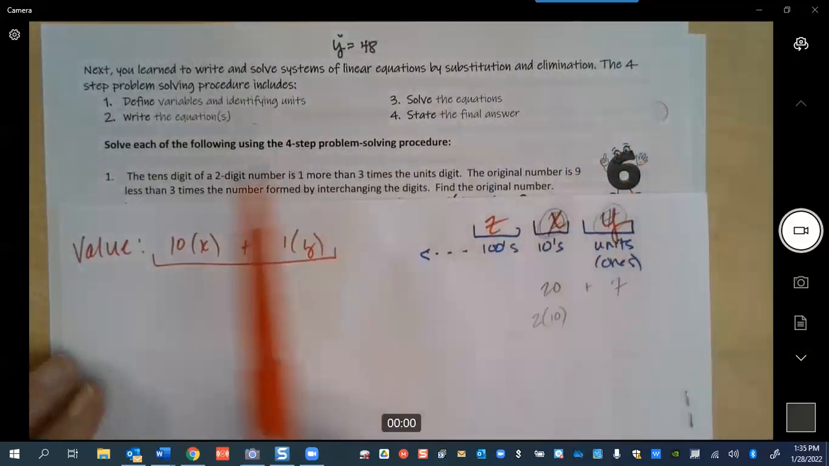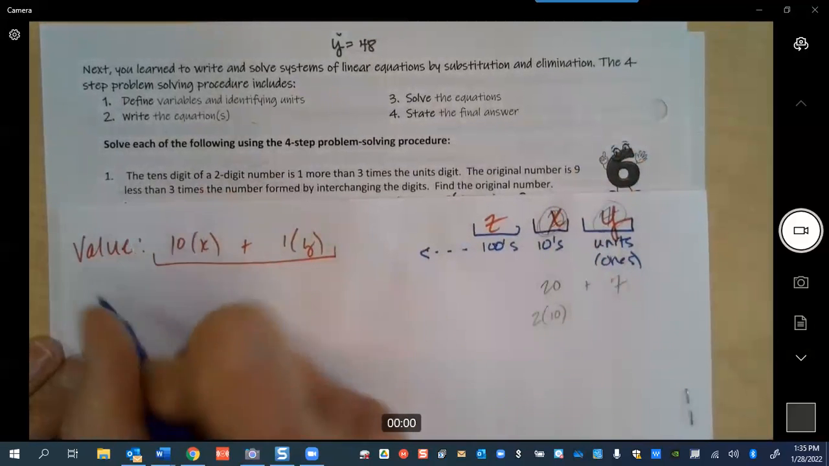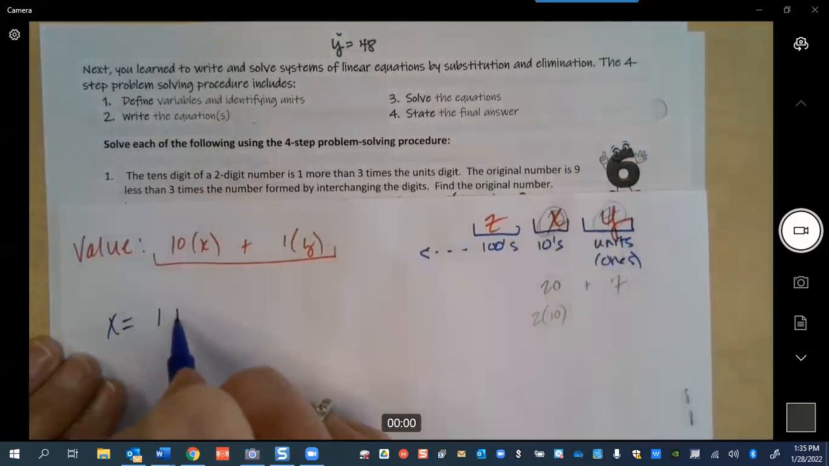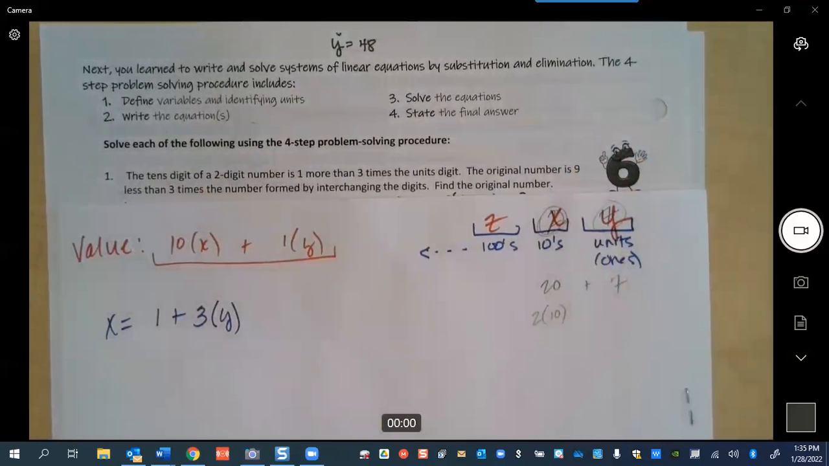So when I go to write the problem, the tens digit of a 2-digit number, here's my tens digit. So my tens digit is 1 more than 3 times my units or my ones digit. So that's my first equation. Every time you're solving a system of equations, you need as many different pieces of information as unknown variables. 2 variables, you need 2 equations. 3 variables, you need 3 equations. You can't solve it if you don't have enough of that information to weave together into some kind of a system. That's my first story.